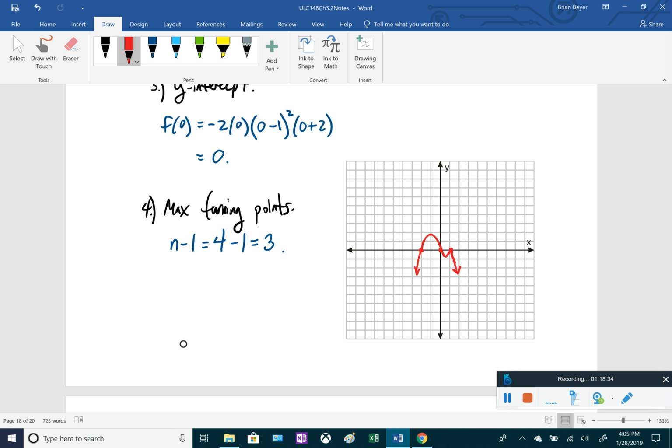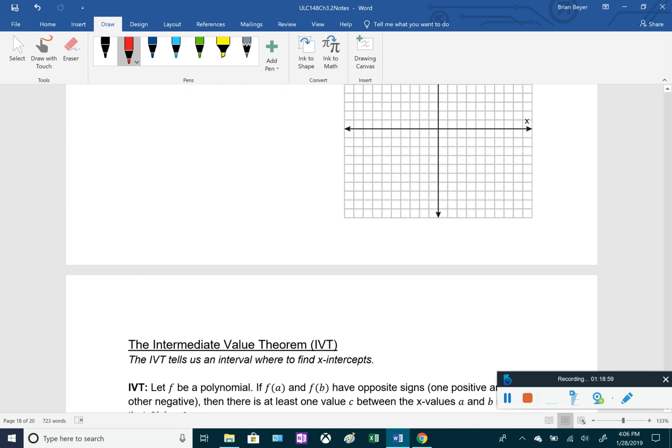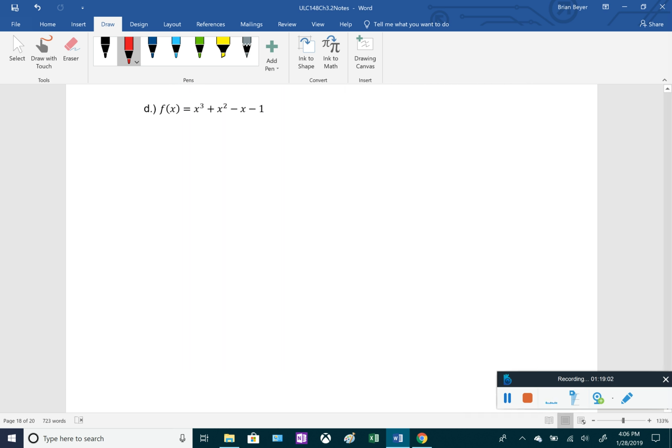So obviously not perfect. I'm going to erase that, actually. Okay, there we go. Looks a little better now, and that is our function f of x. So it does have a maximum, it does have 3 turning points, 1, 2, 3. Okay, so let's do, I believe this is one more. Yep, one more, and then we'll do one more small thing, and then we'll be good.